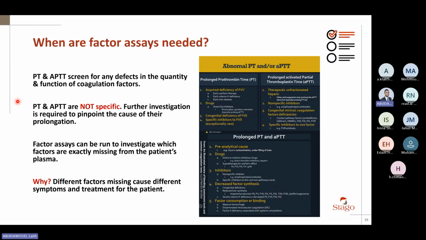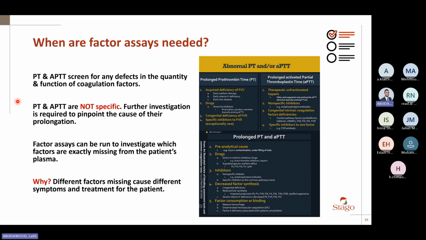Now, when do we need to run factor assays? Why don't we just rely on PT-PTT? Of course, PT-PTT are essential, but when they are prolonged, they do not tell you what factor is missing. Simple as that. Then why do we need to know what factor is missing? Simple, because not all factor deficiencies will cause the same symptoms, and not all will be treated the same way. Factor 8 deficiency is not treated in the same way as factor 2 deficiency or factor 5 deficiency or factor 12 deficiency.